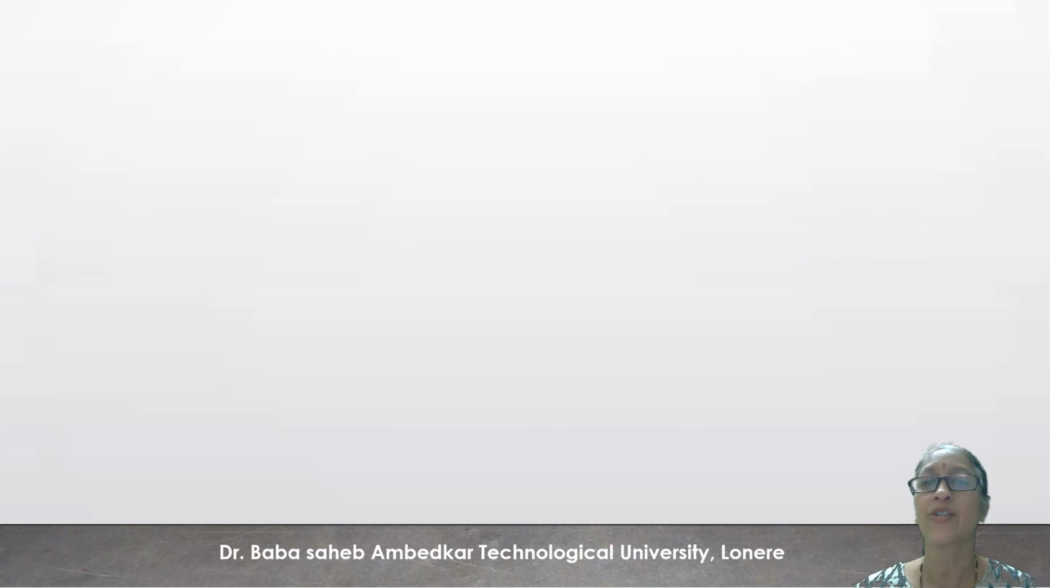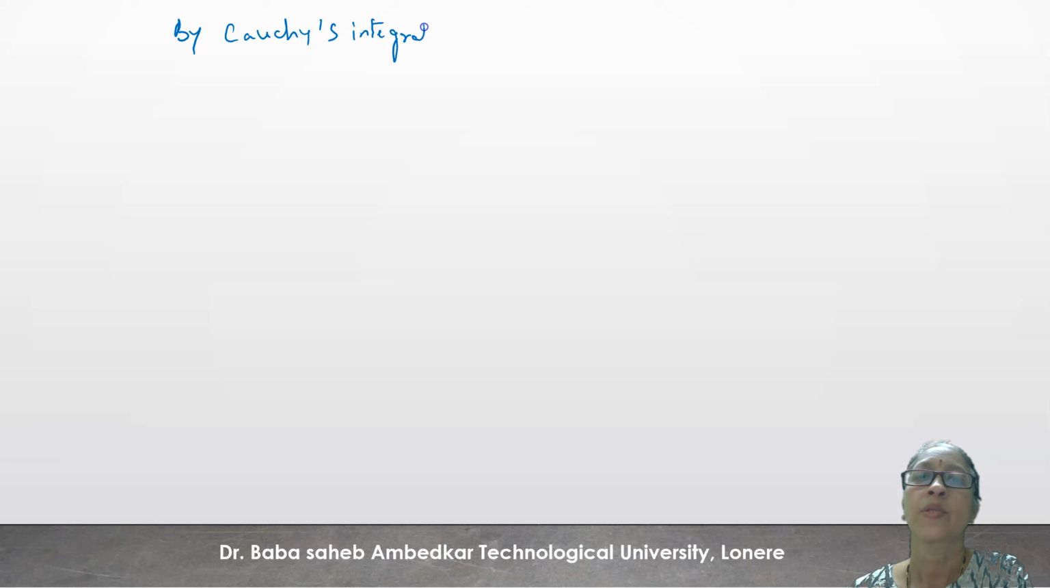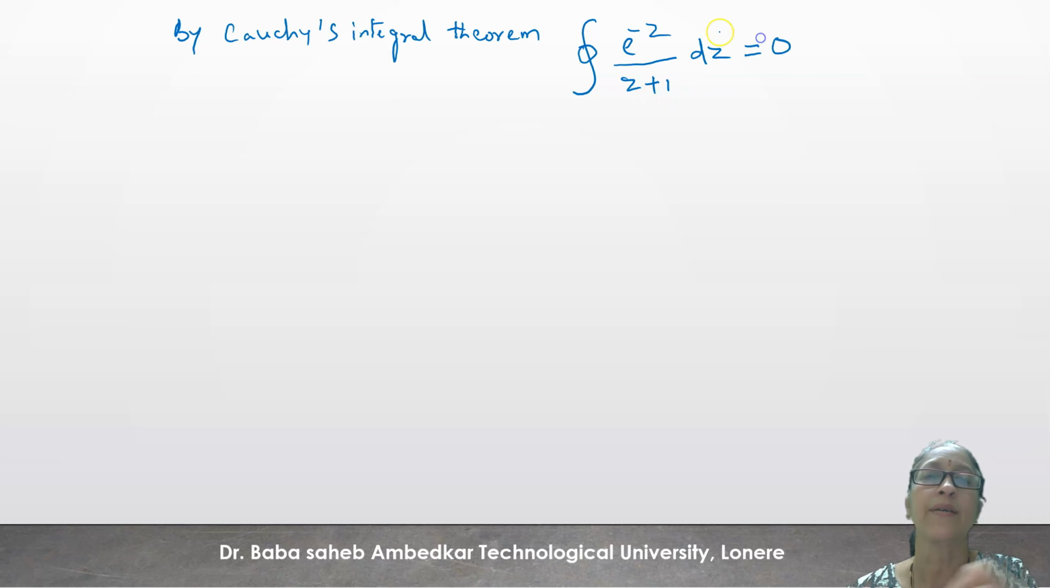So here, by Cauchy's integral theorem, what is the given question? Integral e power minus z by z plus 1 dz. This will be equal to 0. Okay, now let us see the next question. Second question.